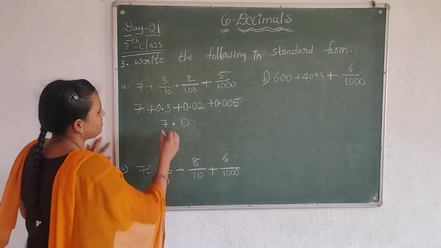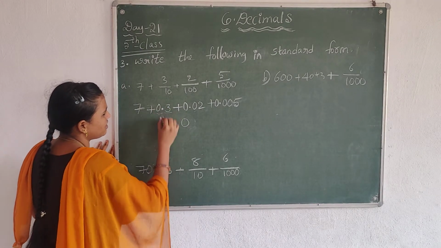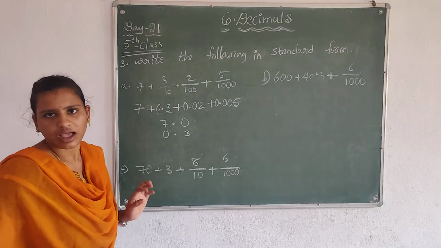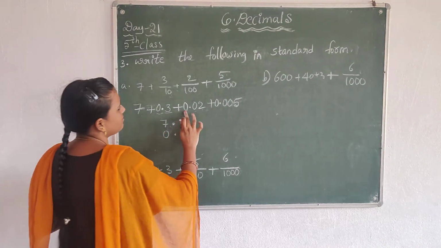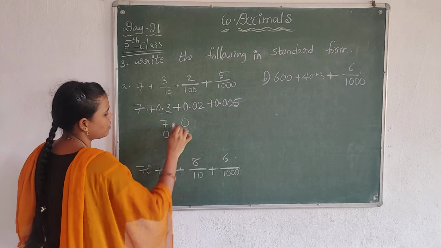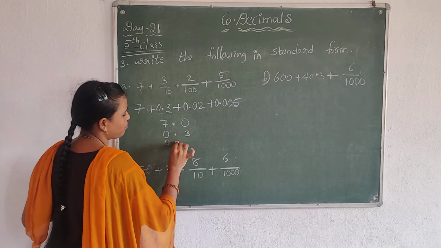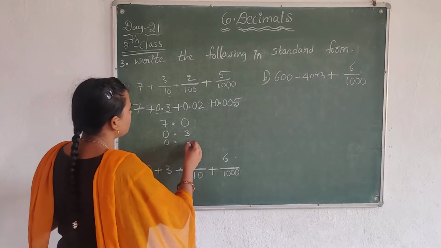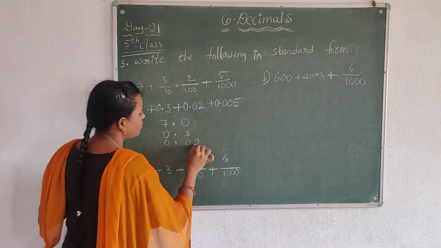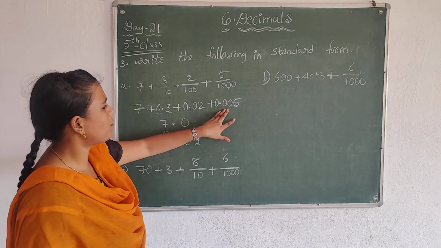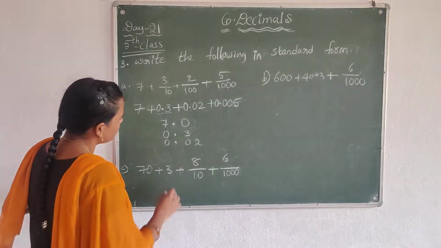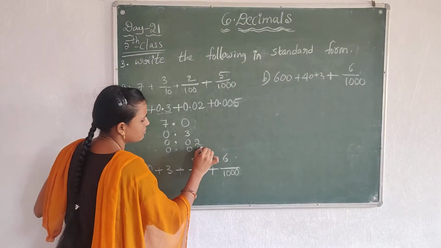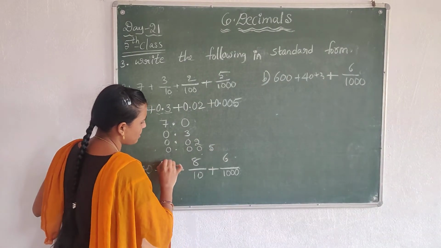Okay. Let's see. 0.3. That means 0 is the whole number and 0.3. Understood? Let's see. 0.02. 0 is the whole number. Point, straight point. 02 means 0 and 2. Next. 0.005.